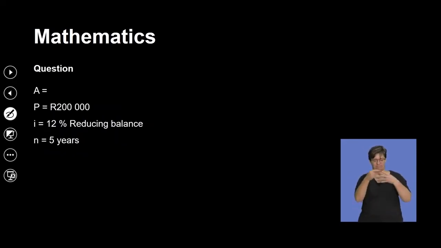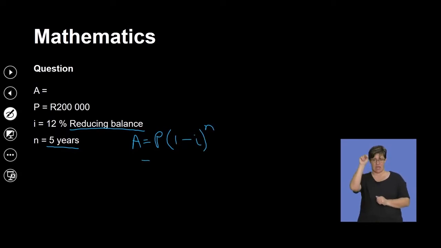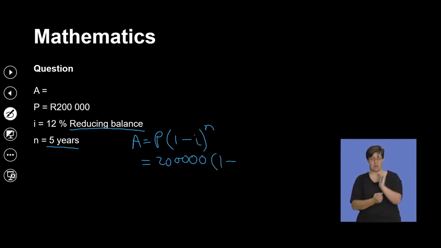Now, these are all the things that I have. The principal amount is 200,000. My interest is 12% on a reducing balance. We specify which method we are using, and this was for 5 years. So to calculate this, remember you start with the formula A = P(1 - i)^n, and my P value is the 200,000 times (1 - 0.12), since my i is 12%, so that's 0.12, and then this is to the exponent of 5. Please remember that there is no compounding period when we talk about depreciation.